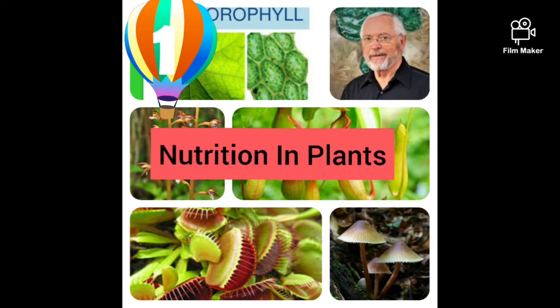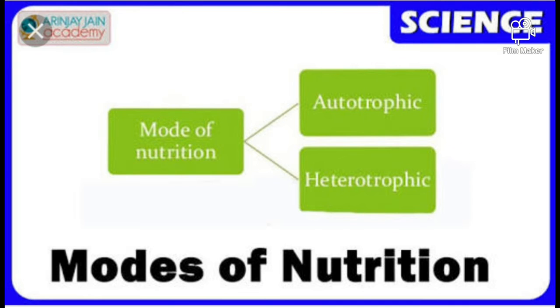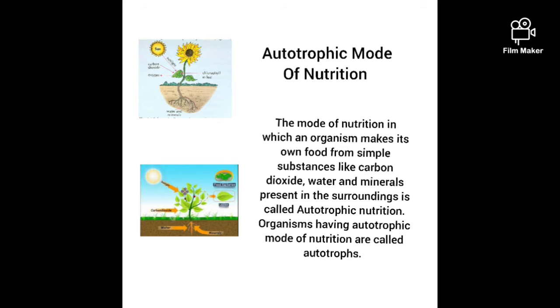Nutrition in plants. Modes of nutrition. There are two modes of nutrition: autotrophic nutrition and heterotrophic nutrition. Autotrophic mode of nutrition. Autotrophic means self-nutrition.